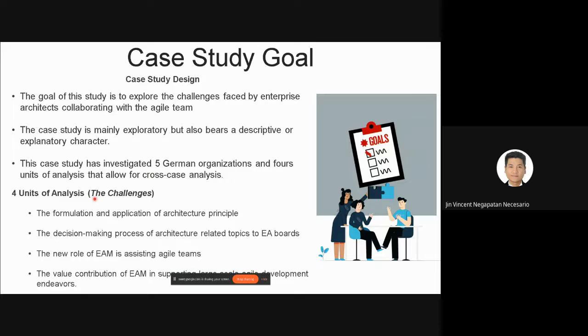And these four units of analysis, or in other words, the challenges, are: first, the formulation and application of architecture principles; then the decision-making process of architecture-related topics by enterprise architect boards; then the new role of enterprise architect management assisting the agile teams; and the last one is the contribution of the enterprise management in supporting large-scale agile development and diverse.